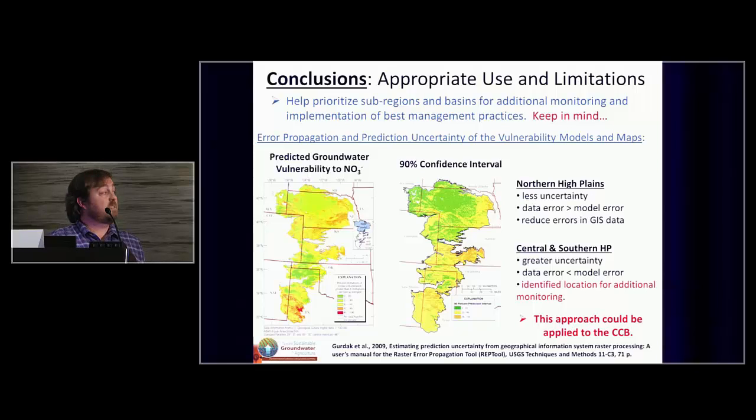confidence interval maps. So on the right, the areas in green are areas where we have the most confidence in our models. Areas in yellow and orange are areas where we have the greatest uncertainty, the least confidence. These orange and yellow areas are where we need more monitoring efforts, more monitoring wells, and maybe other best management practices. And this is something I would like to apply here, maybe in the California coastal system in the future.